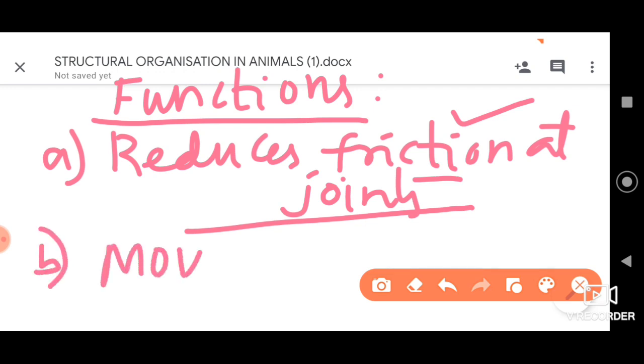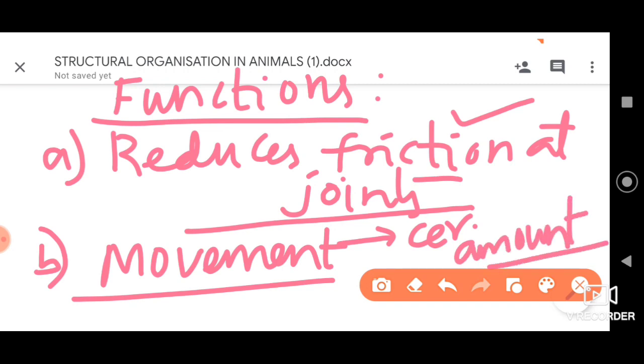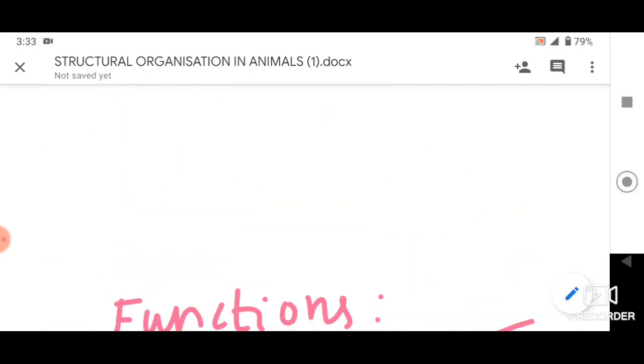Second point we have here is movement. In what way they help in movement? I have already told you that hyaline cartilage joins bones very firmly, dear students. So at least a certain amount of movement it helps in, because hyaline cartilage joins bones together very firmly. This is the second major function.